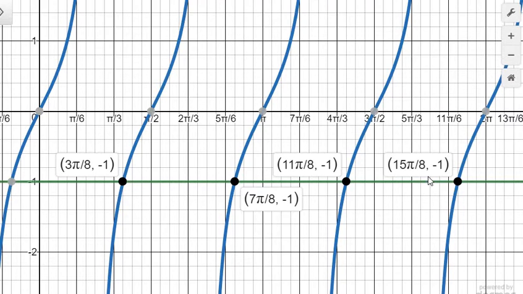Good question. Anything else? Yeah, please. Can you explain why tangent wasn't the 2 pi again? If you go back to that.